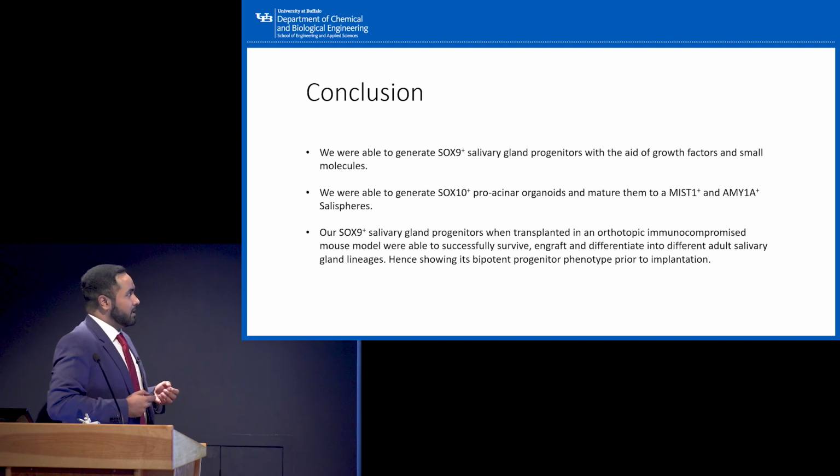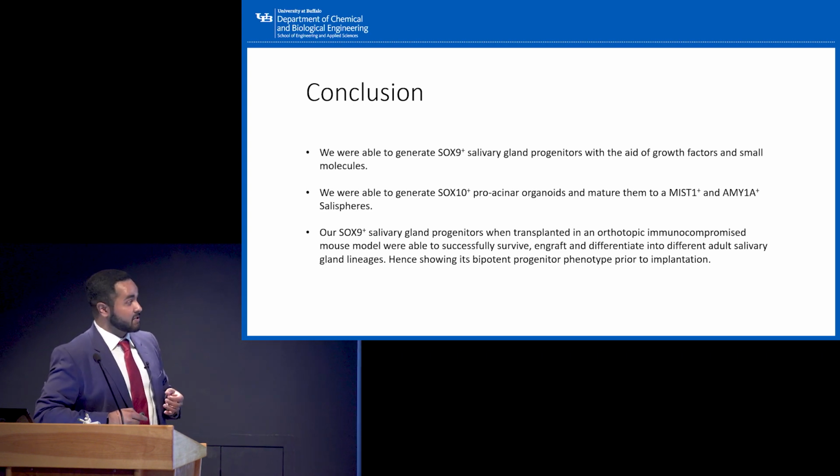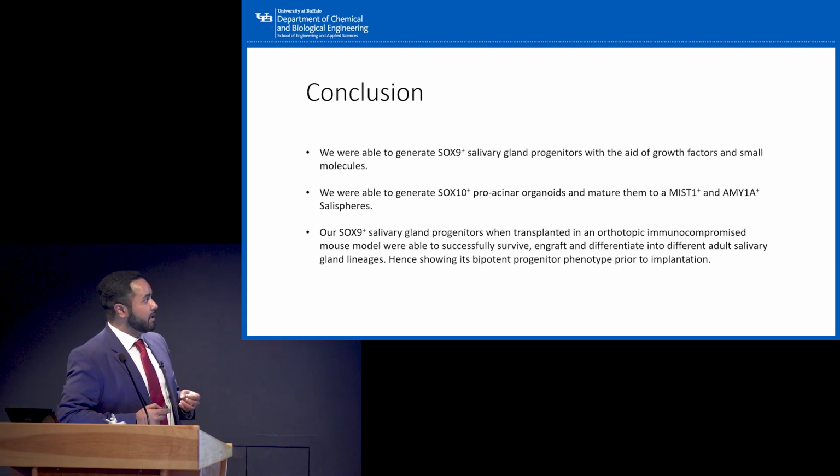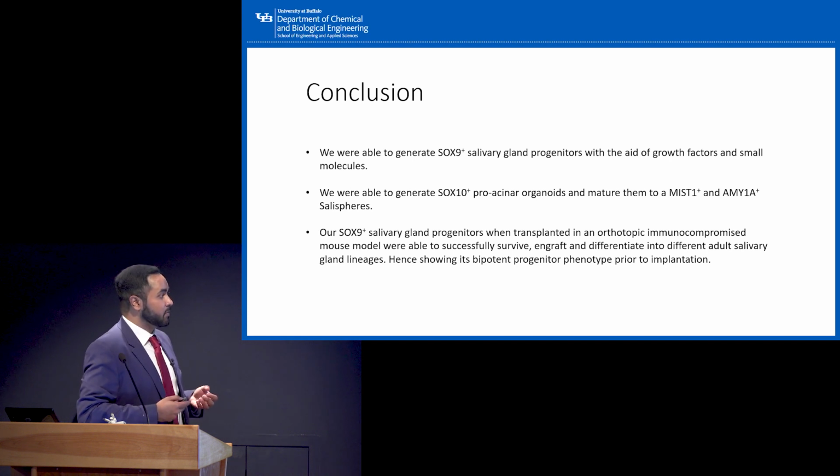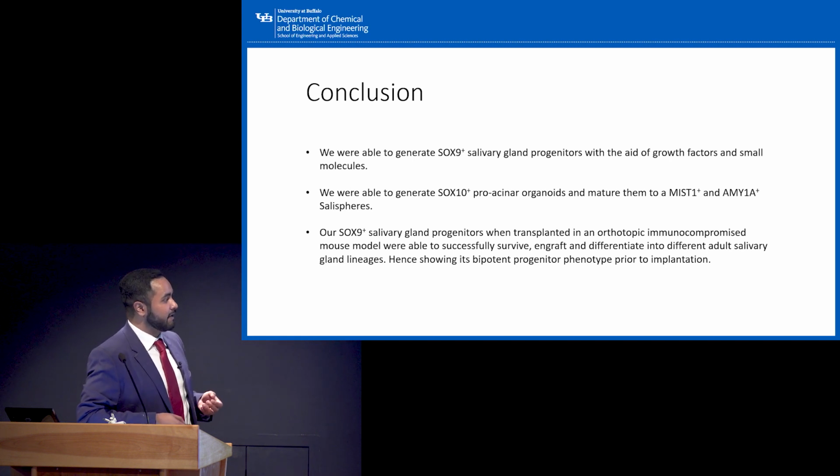So in conclusion, we were able to generate a SOX9 positive salivary gland progenitor phenotype, from which we were able to derive a SOX10 progenitor phenotype, which are pro-acinar organoids. And then we were also successfully able to mature them to form these MIST1 and amylase1 positive salispheres. We also were able to transplant these progenitors into immunocompromised mice to show that they were able to survive, engraft, and differentiate into the different adult salivary gland lineages, hence showing its bipotent phenotype prior to implantation.